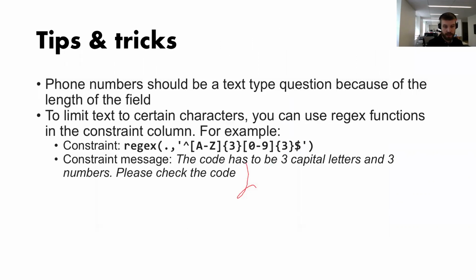Once you start learning XLSForm, there's all sorts of tips and tricks. Things like phone numbers should be a text type question, not an integer type question, because of the length of the field and the way computer databases work. You can also do things like use regex functions in the constraint column to make sure that in a text input field, if you're asking for a barcode or an ID number that's always a certain format, that people input that format.